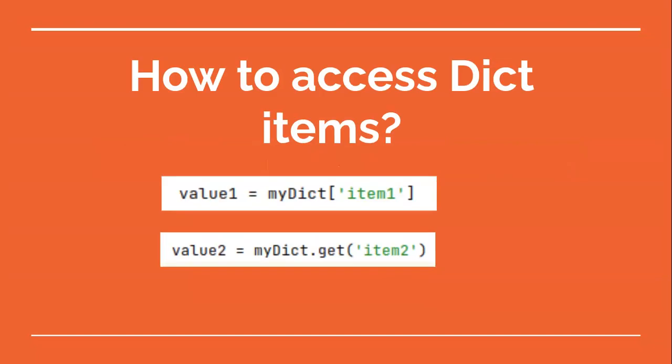So how do we access dictionary items? There are many ways, but most commonly we use indexing and the get function. The main difference between these two is that indexing can throw an error if the key is not in the dictionary, but it is safe to use the .get method. It will return None if the key is not found in the dictionary. So this is a very basic introduction to the dictionary.